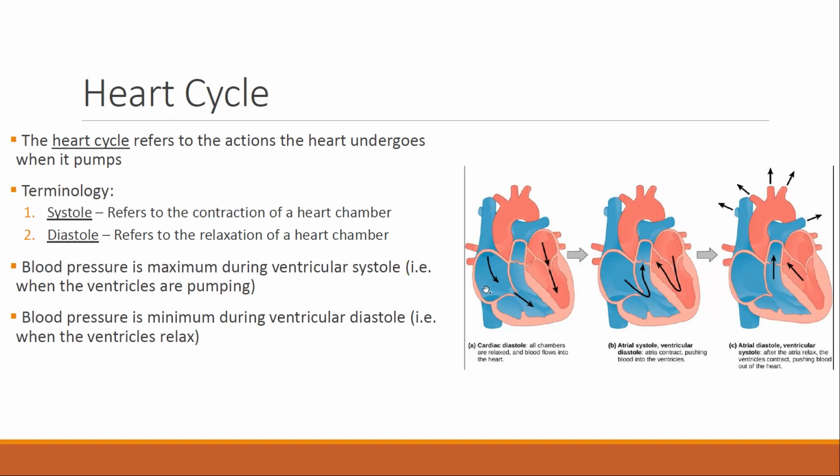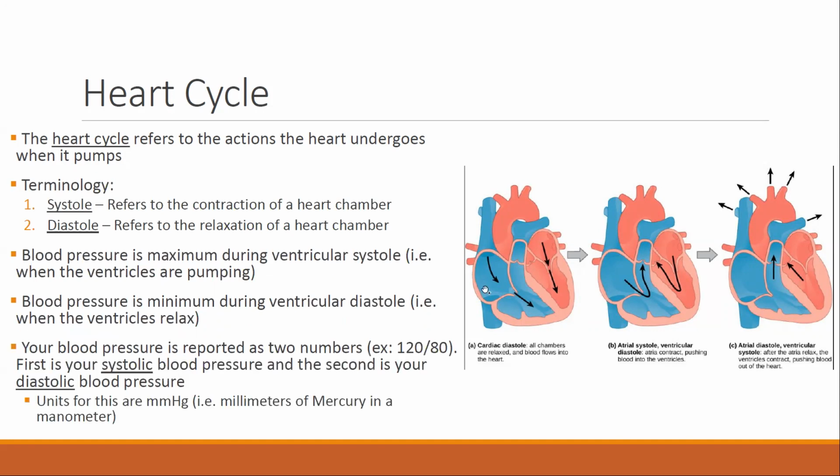Okay. And so in reality, your blood pressure is going up and down, almost like a sine wave, right? It goes up during systole and then it goes down during diastole, up and down. Okay. And so when you go to the doctor, or when you go to Walgreens or something and you stick your arm through the machine, they usually measure your blood pressure in terms of two different values, okay?